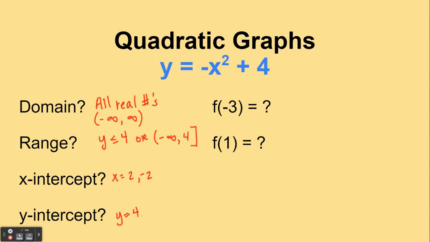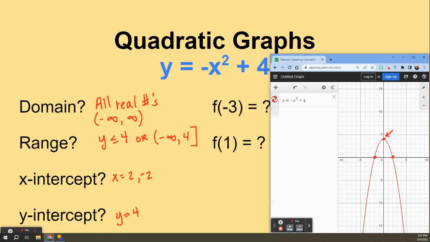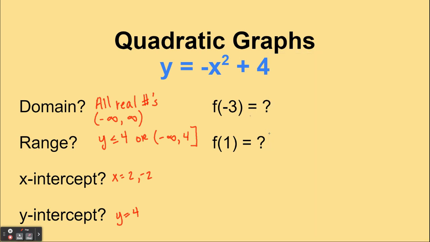All right, 2 more pieces of information we want to be able to read from the graph there. We want to look for f of negative 3. So that means when x is negative 3, what is y? So find the point on this graph when x is negative 3. 1, 2, 3 this way. And it looks like my y value is negative 5. Notice I read that on the graph because there is a point at negative 3, negative 5.